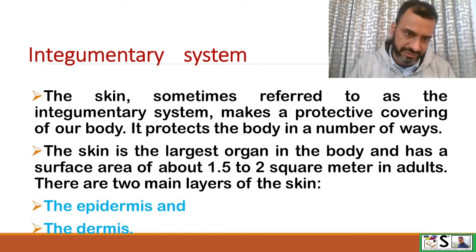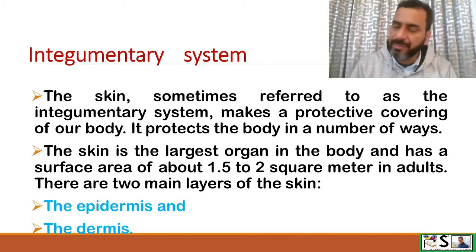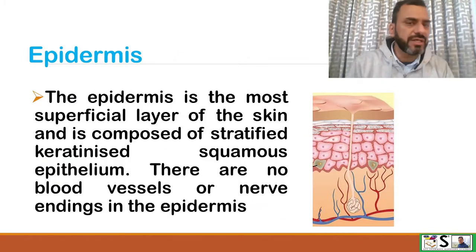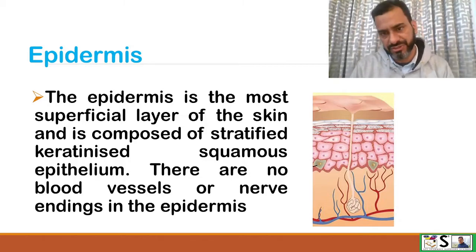There are two main layers of skin, or we can say skin is made up of two layers: epidermis and dermis. First of all, we will discuss the epidermis. Epidermis is the most superficial layer of the skin and is composed of stratified keratinized squamous epithelium. There are no blood vessels or nerve endings in the epidermis. So here we can see this is the epidermis layer.